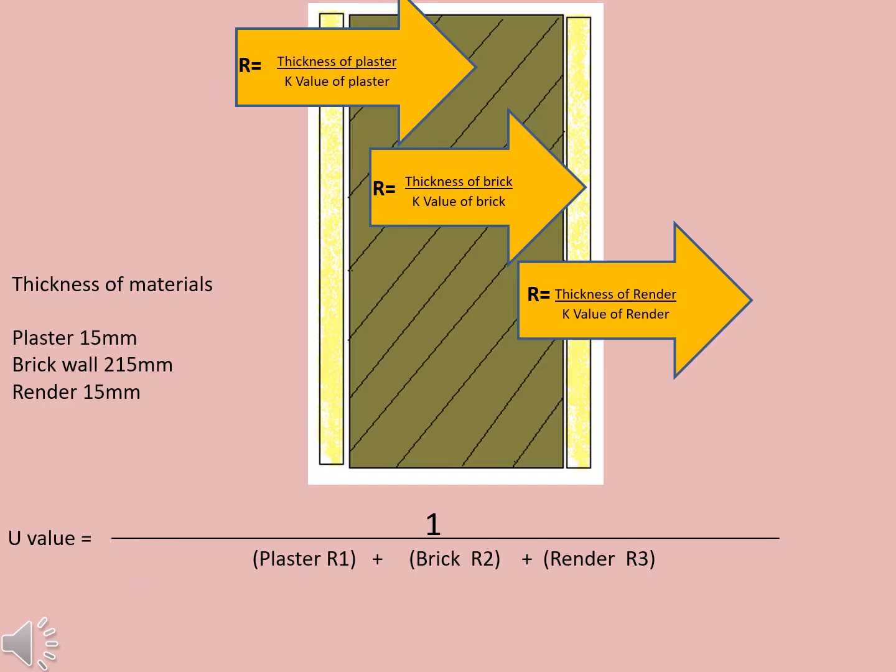Wall example 1. In this example you can see that the wall is made up of 3 different materials. A 15 mm layer of plaster internally, a 215 mm layer of brick, and finally a 15 mm layer of render externally. Therefore, to work out the total thermal transmittance value or U-value of the wall, we must first work out the R-values for all the 3 elements. We then add all 3 R-values together to get a total R-value, and then work out the U-value by dividing 1 by the total R-value.